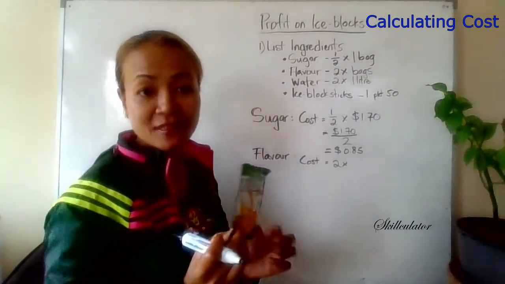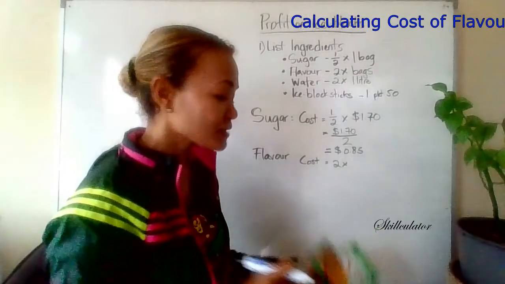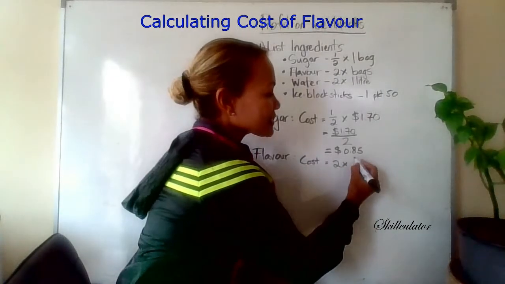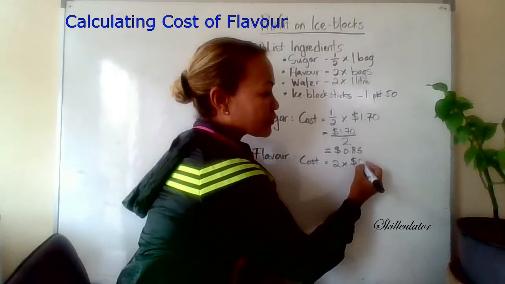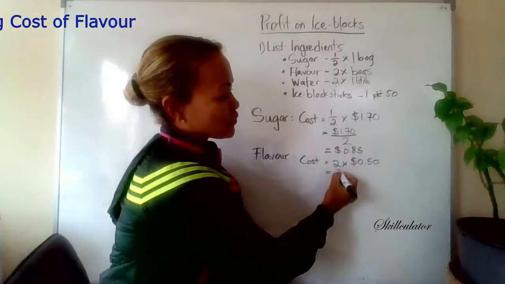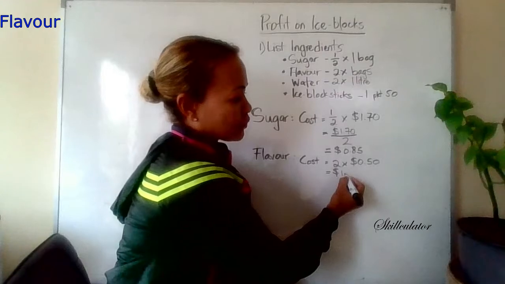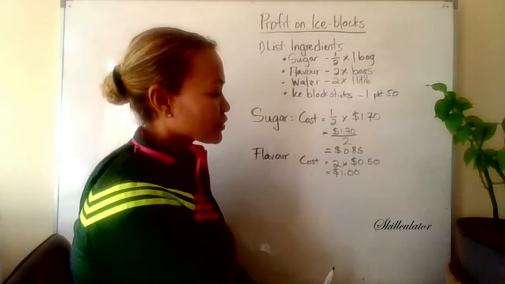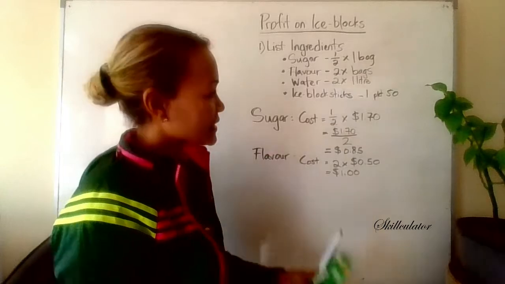For the flavor, the cost is equal to 2 times the bags I said were 50 cents. I've already said it costs $1 because 2 times 50 cents. But if we were to write out the calculation, 2 times 50 cents, if I write it in dollar form, 0.50 is equal to $1.00. Say you're getting 10 out of each one. So out of the 2 of them, you're getting 20 ice blocks, right?